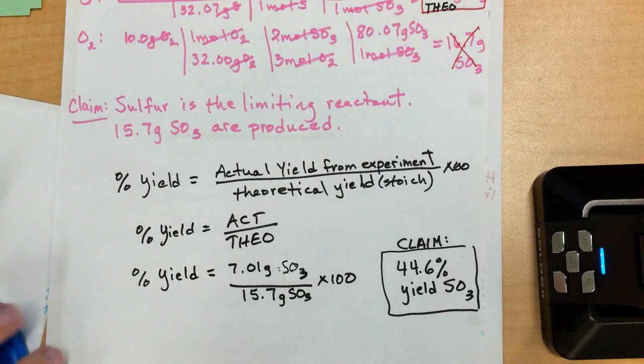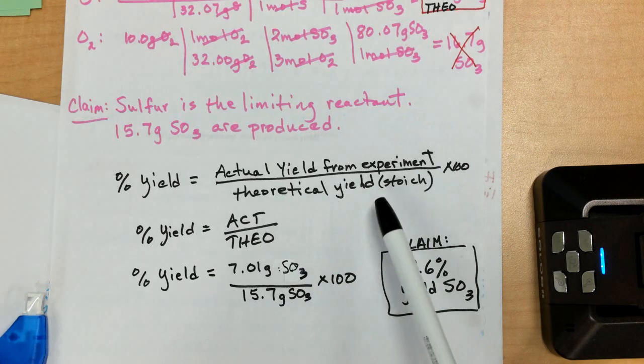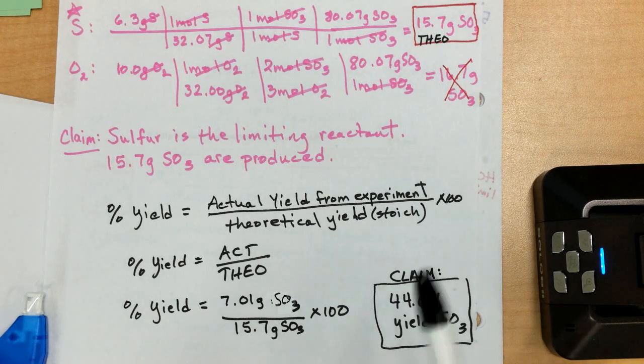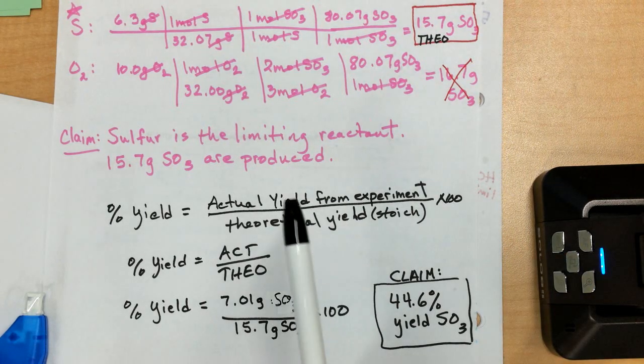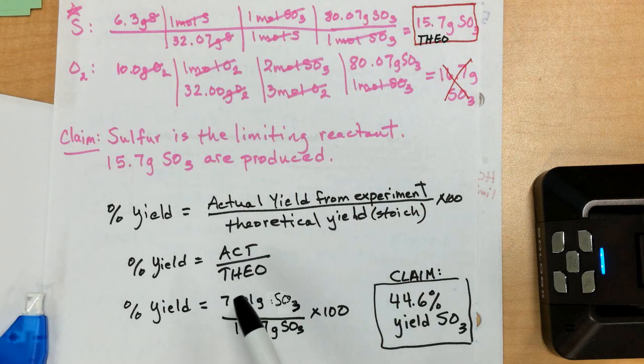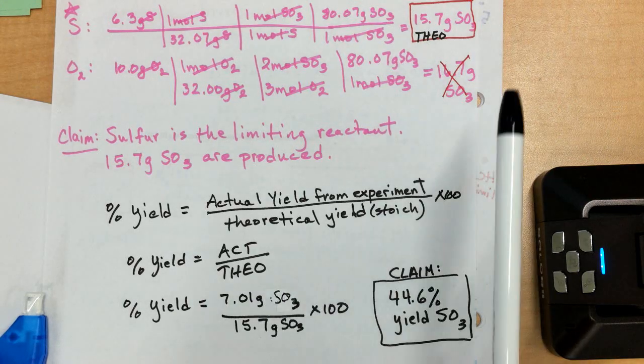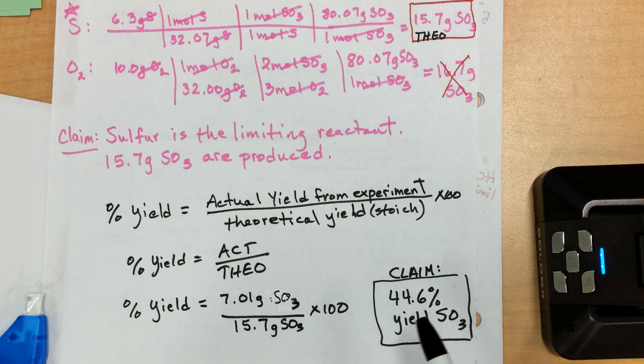So I'll talk back through it. Okay, so this is our definition. In a perfect world, we're not going to get our stoichiometry amount. That's what we would get, but we don't live in a perfect world. So what do we actually get when we do the experiment? They told us we actually got only 7.01 grams of sulfur trioxide. And so we take the actual yield, what we got in the experiment, divided by what we calculated from our stoichiometry, times 100, and that means we really only got 44.6% yield. And that's how you do percent yield.